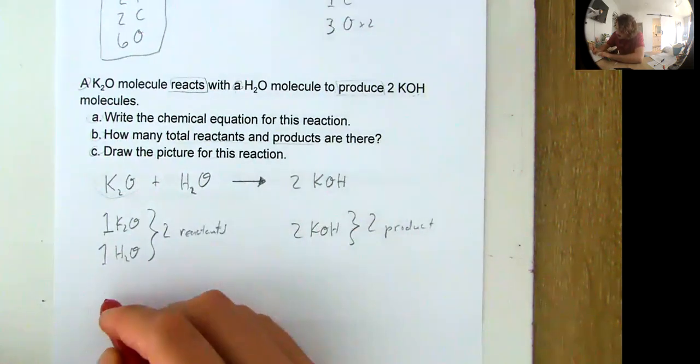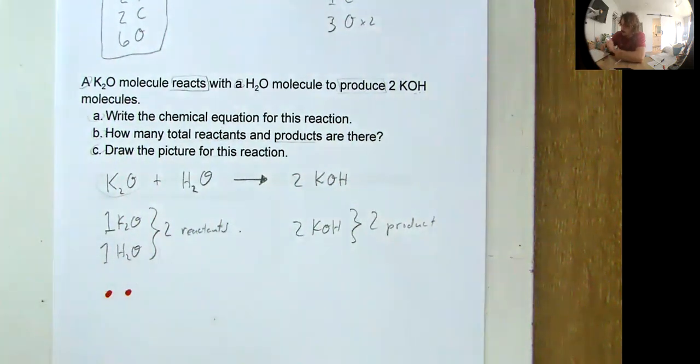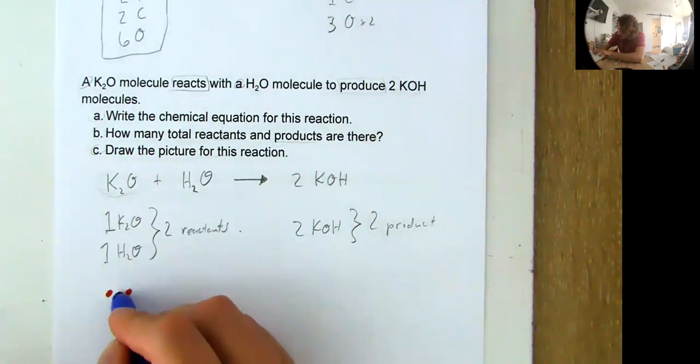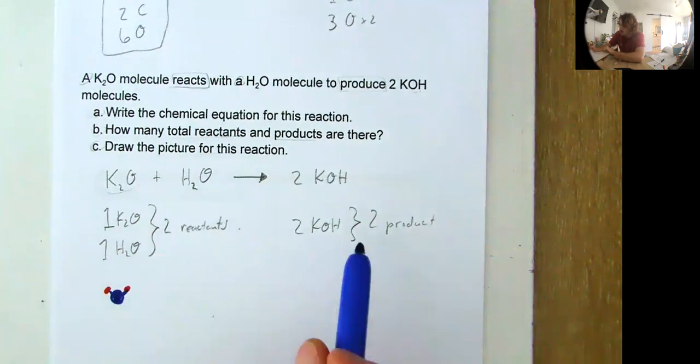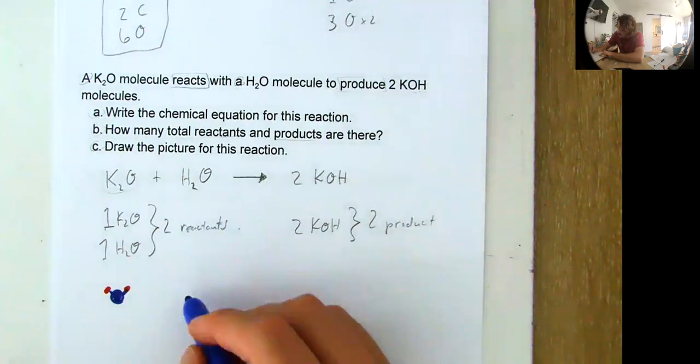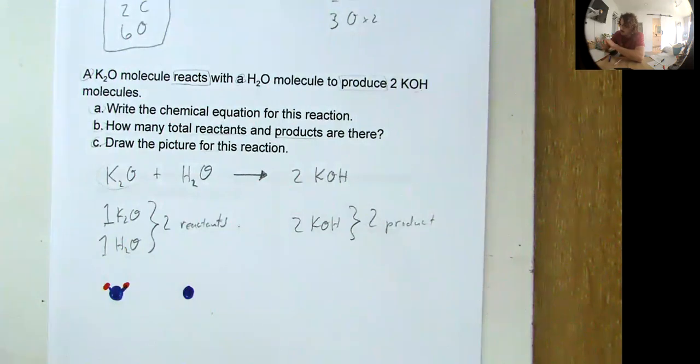So here's K, and here's the O, and they're bonded. That's one K2O molecule. And then we have an H2O molecule, and we'll use green for hydrogen.